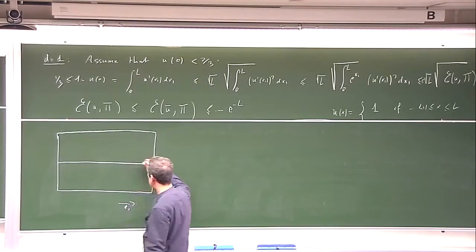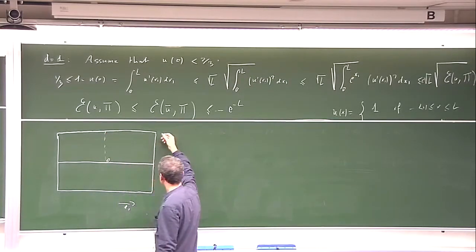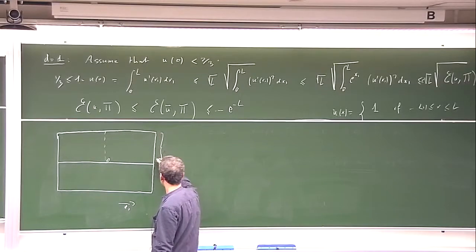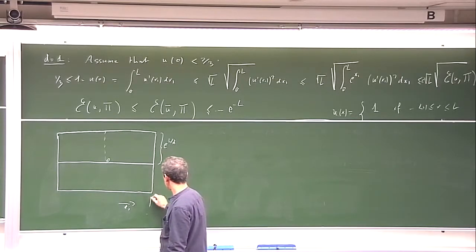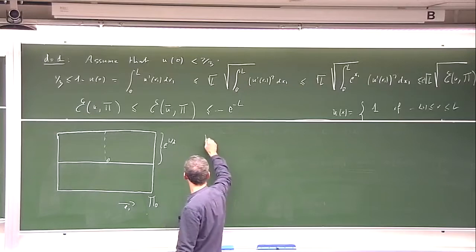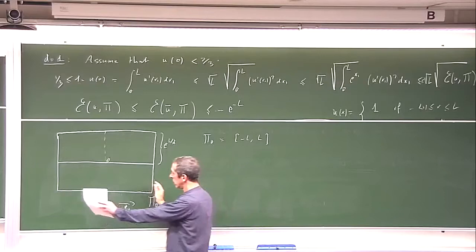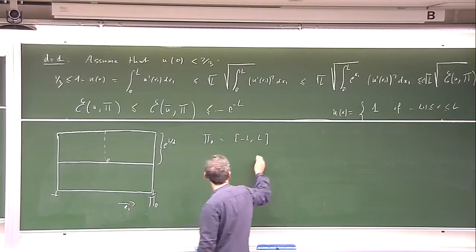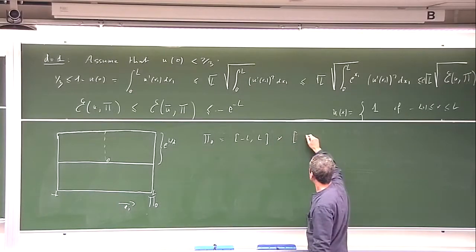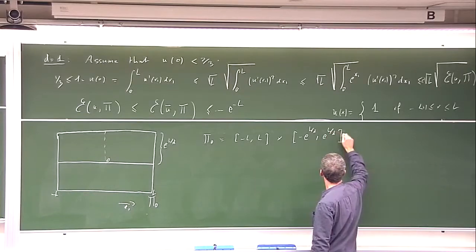So somewhere is the origin. We start in a box of side length exponential L to the D, and this box I call pi 0. So pi 0 is the box minus L, L, where the first component is minus L here and L here, cross something like minus exponential L to the D, exponential L to the D, to the power d minus 1.